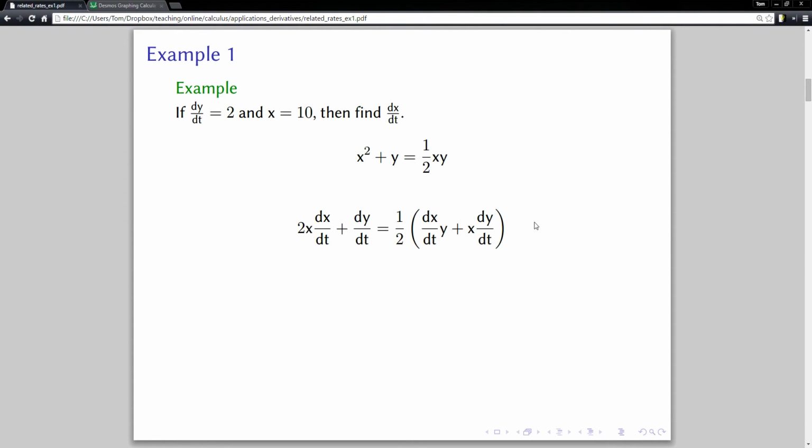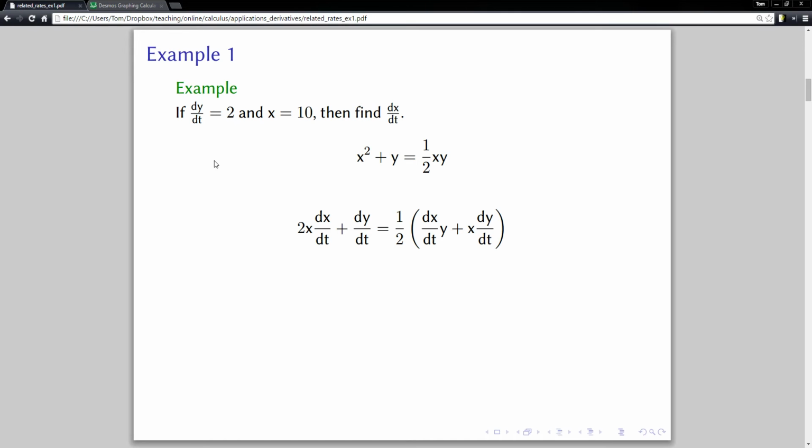I've taken the derivative implicitly right here. And just like in the full-blown related rate problems, I've got some things that I know and an unknown. So here the unknown is dx/dt. That's what I'm going to be trying to figure out. I know that dy/dt is equal to 2, so I can plug that right in there. And I know that x is equal to 10, so I can plug that right in there. And then solve for dx/dt.